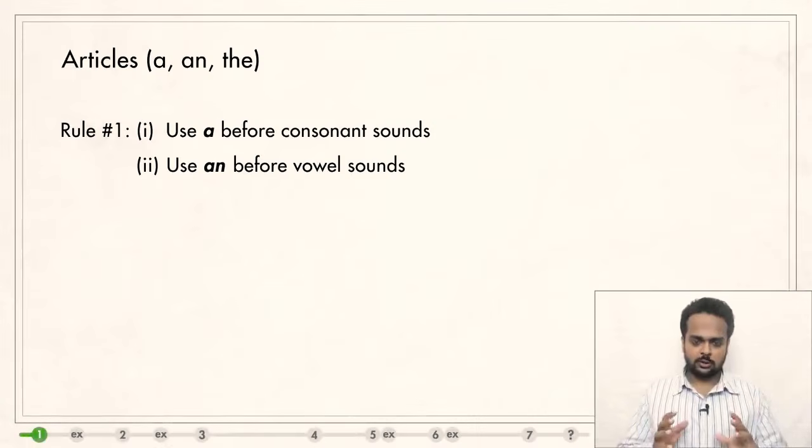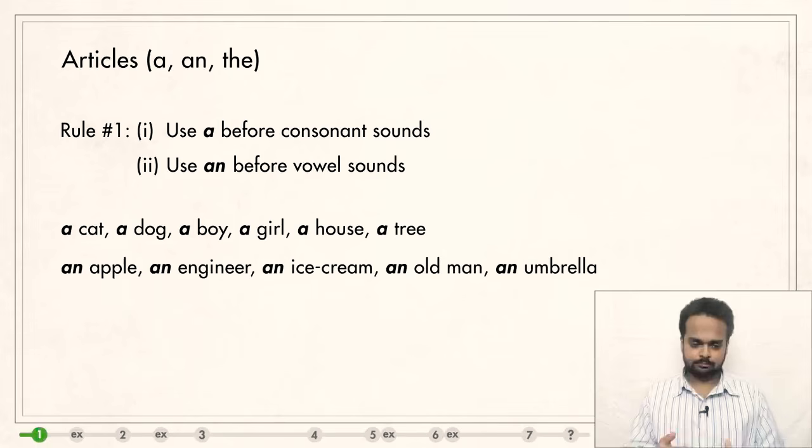Okay, so the first rule is about where to use a and where to use an. So rule number 1 is use a before a consonant sound and an before a vowel sound. So in all of these words, you see that they start with a consonant sound.